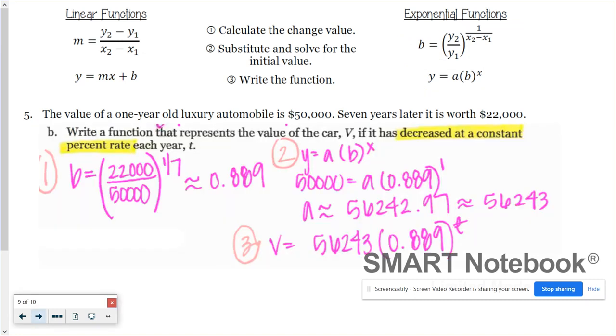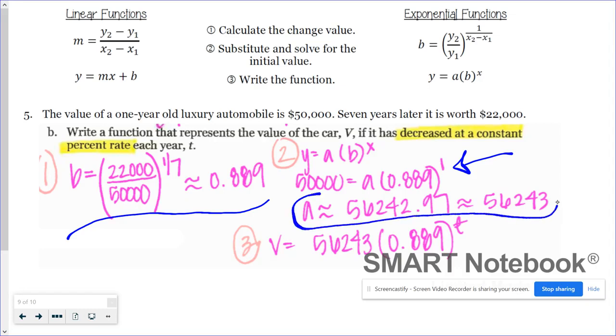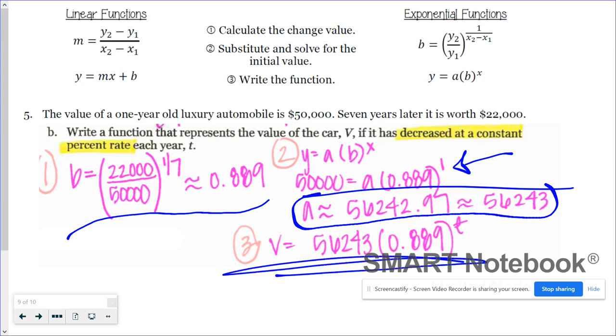And so that's what I did here. You'll notice here, I've calculated the value of b, and I got approximately 0.889. Here, I'm making the substitution of the point 1 comma 50,000 into my exponential function formula. I solved for a, and this is what I got. I just rounded it to the nearest whole number of 56,243. And then here's my function. V is equal to 56,243 times 0.889 to the t power.